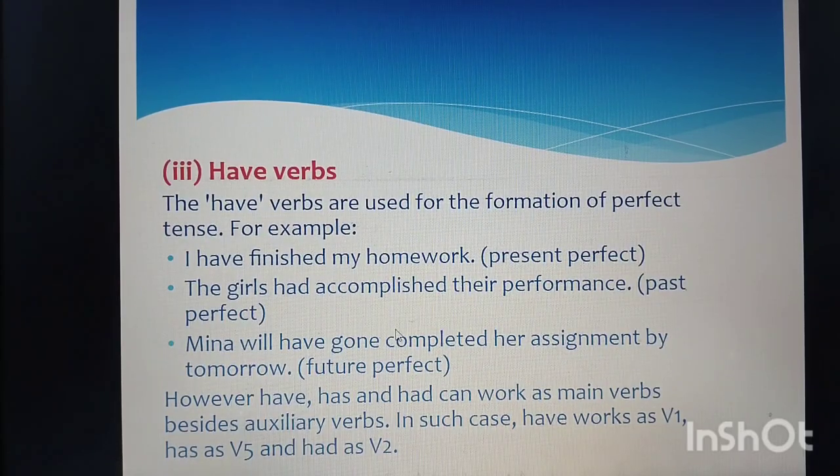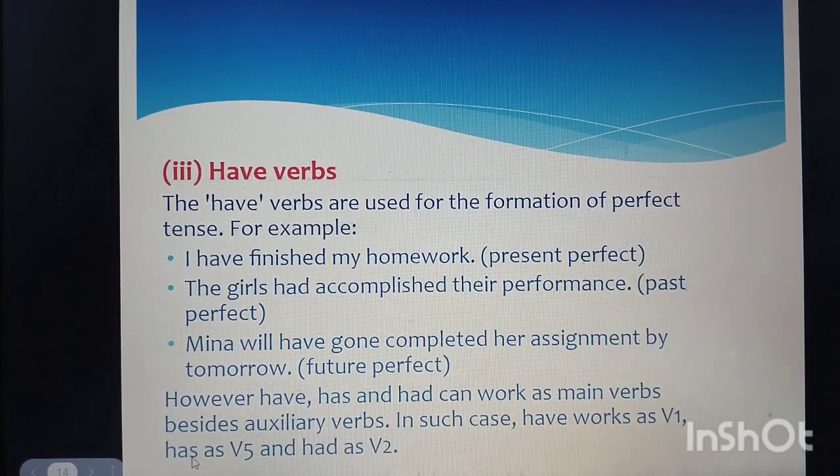There should be a slash here, and you can choose one verb. I forgot to mention the slash because it's a mistake. Mina will have gone by tomorrow, or you can say Mina will have completed her assignment by tomorrow. I forgot to put a slash here.